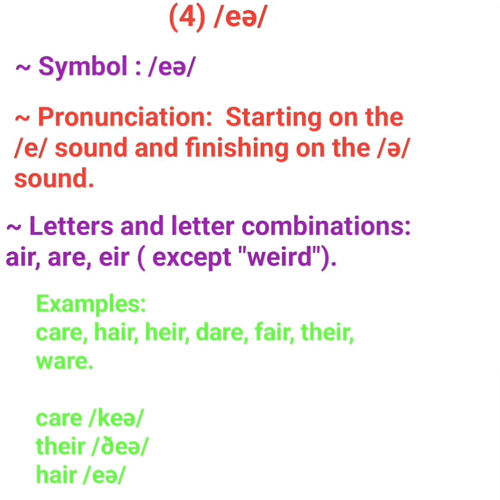By examining the fourth one, we need to pay more attention to it and the fifth one, because both are very similar, and students usually find it difficult to differentiate between them, but it is very easy. Just pay attention. The fourth one is the combination of the letter E and the schwa sound. You have seen the symbol to represent it, but how do we pronounce it? We pronounce it by starting on the E sound and finishing on the schwa sound.